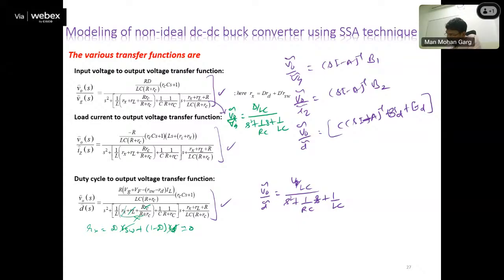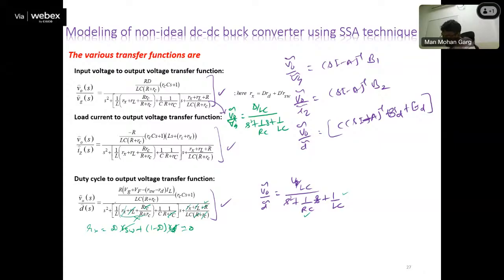Now what will it be? This will be 0, so the only term will be 1 upon RC. Similarly, if we go here, this term will not be there, this term will not be there, and this term will not be there. So this R will cancel out with R, and the only term is 1 upon LC.